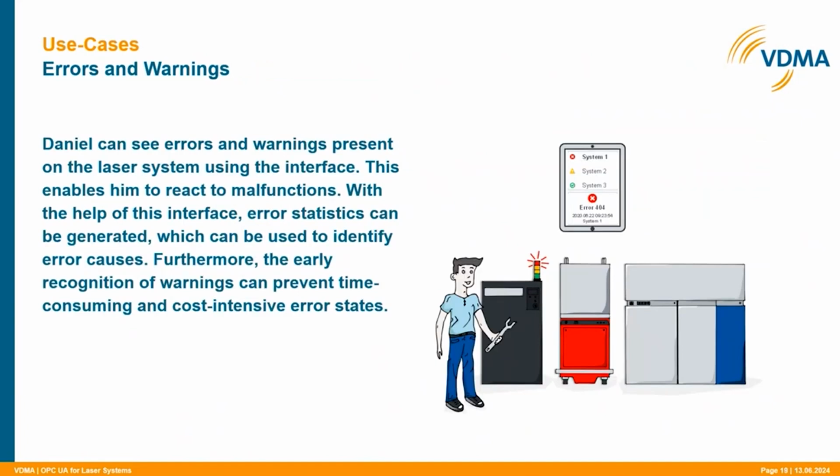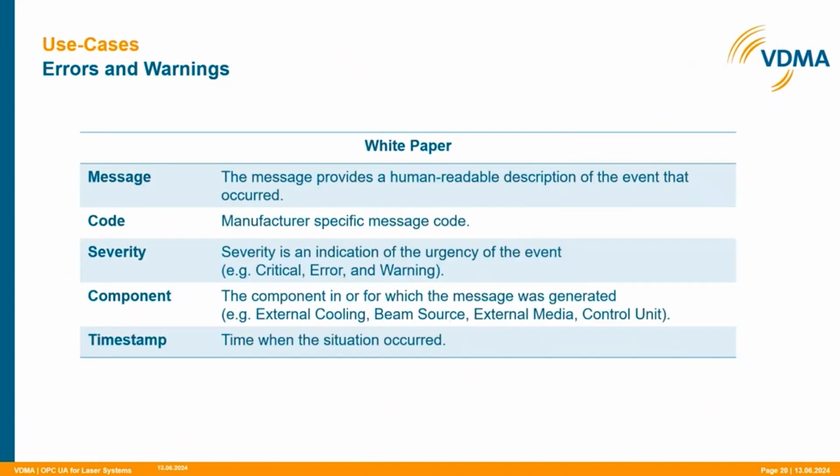For the use case errors and warnings, the maintainer can see on the interface the errors and warnings and can react to malfunctions and identify the error causes. So here you can see the parameters listed: the message, the code, the severity, which is an indication of the urgency of the event, the component in or for which the message was created, and the timestamp.